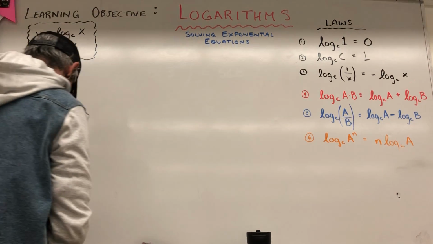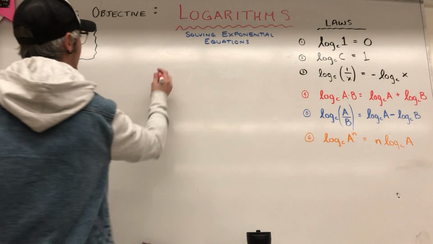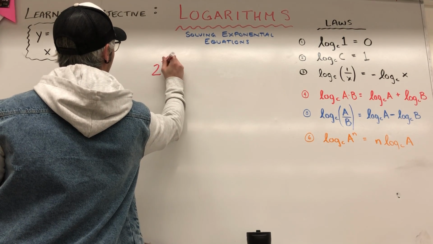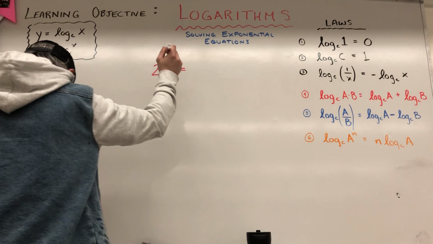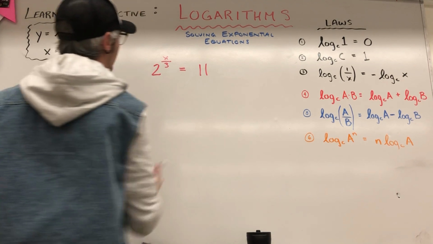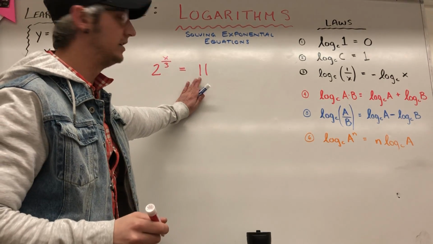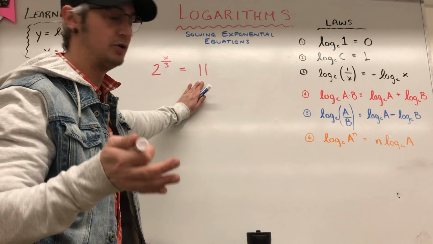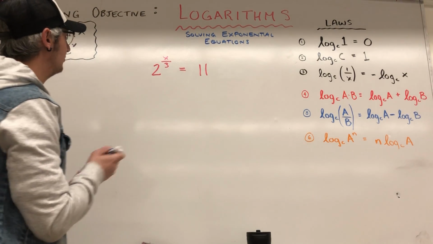So we'll just do one more, just to drive it home. What if I had 2 to the power of x over 3 is equal to 11? Again, 11 is a number I'm never going to get down to a base 2 with an exponent. So I'm going to take the log of both sides.